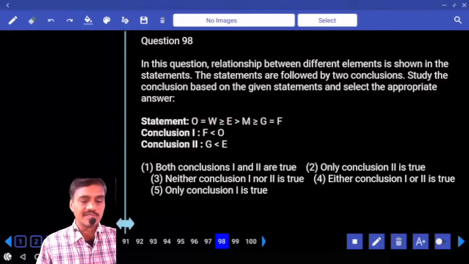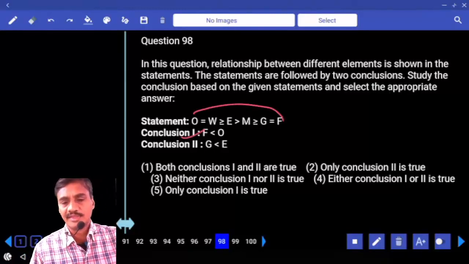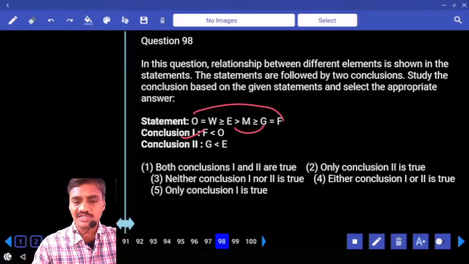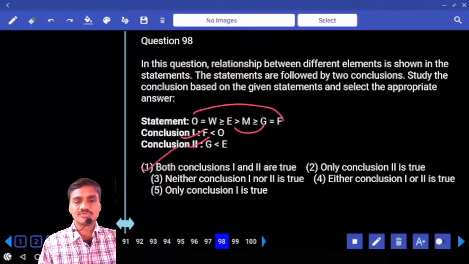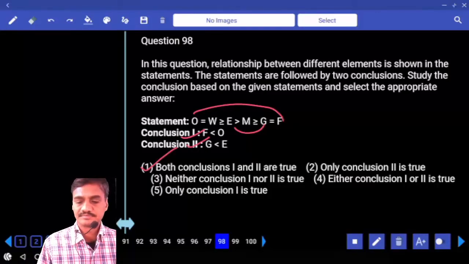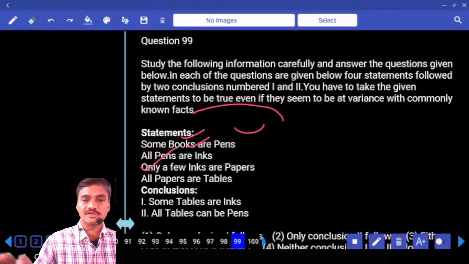And 98, F lesser than O. Between O and F, O is greater than F, F is lesser than O. And G and E: E is greater than G, G is lesser than E. Hence both 1 and 2 follow, choice 1, 98. And next, 99 and 100.